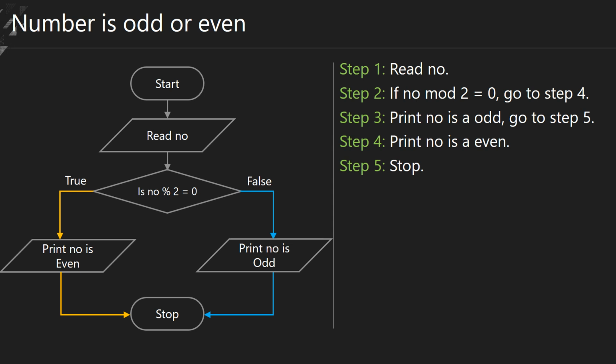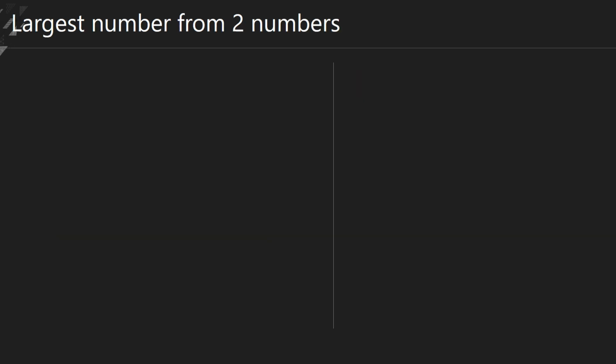Let us move to another problem: the largest number from two numbers. We will have two numbers, and then you have to find out which is the largest number. First you write the flowchart, then you can write the algorithm.